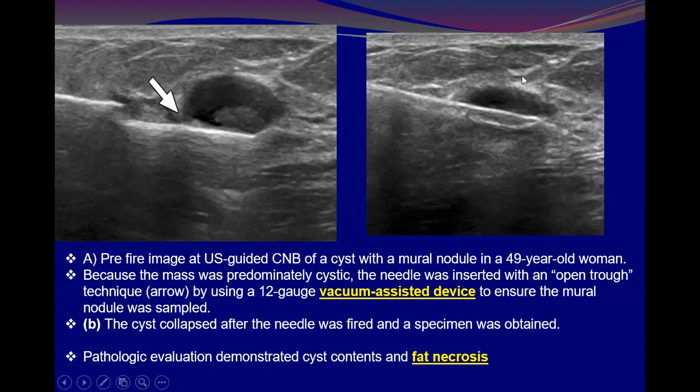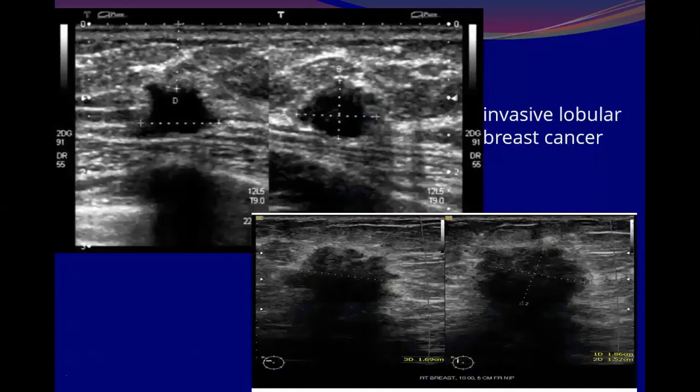And look, the cyst is getting collapsed after the needle punctures the cyst, and the evaluation in this case was a fat necrosis. May I ask you about this? Which one is a good quality image? Both are invasive cancer. This one is invasive lobular breast cancer.